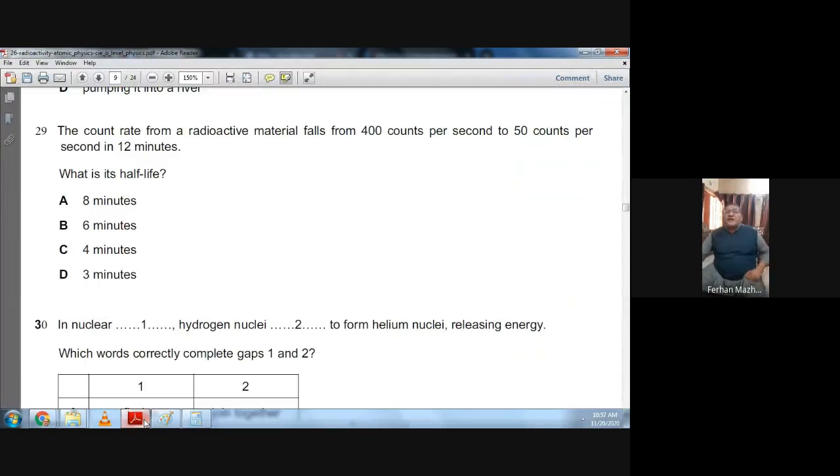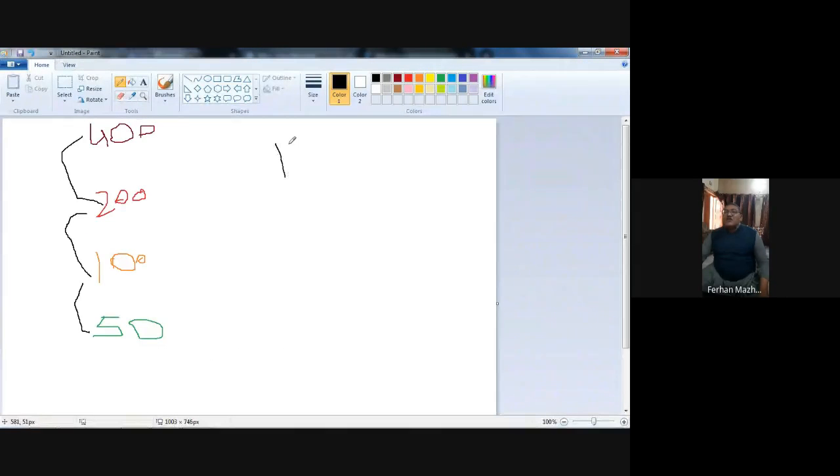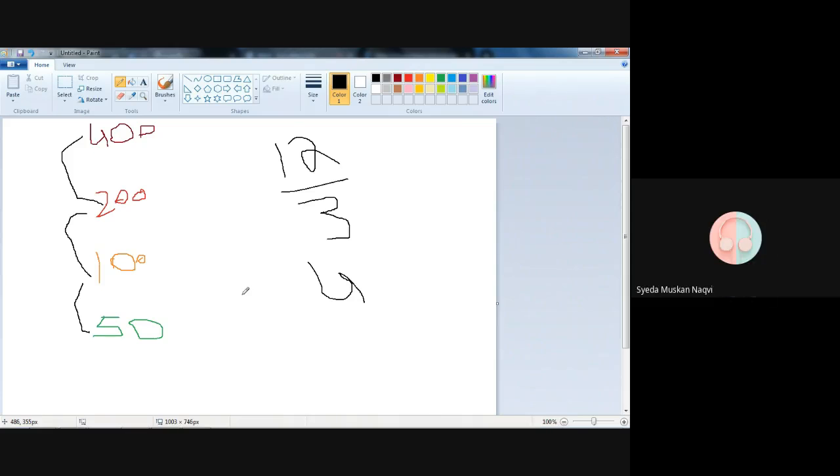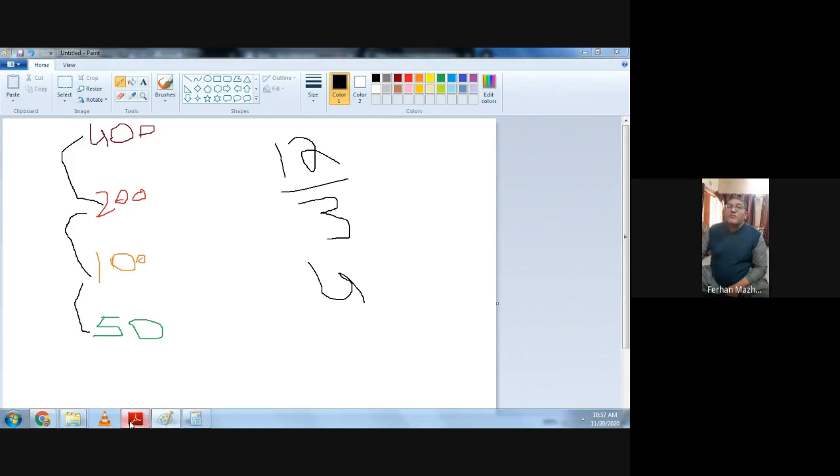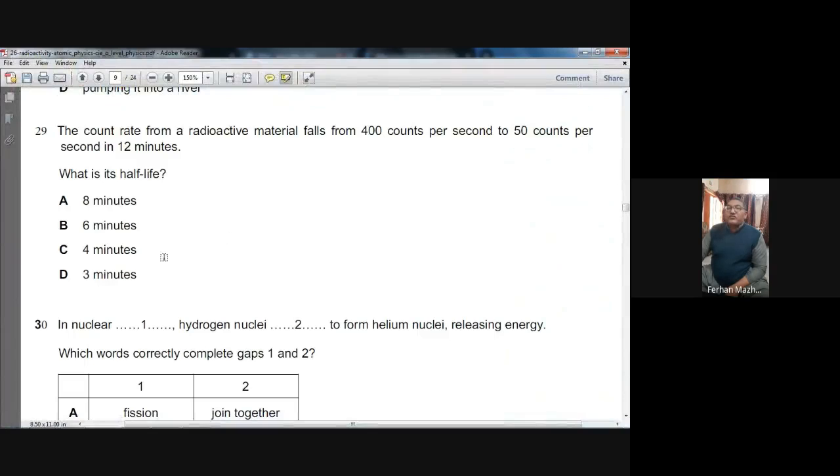So basically there are three half-lives passed, and this happened in 12 minutes. The whole procedure happened in 12 minutes, and we know that there are three half-lives involved. So 12 divided by 3, and the half-life is 4 minutes. Because in 12 minutes three half-lives have passed. So the half-life is 4 minutes basically. So the best choice is D. Okay.